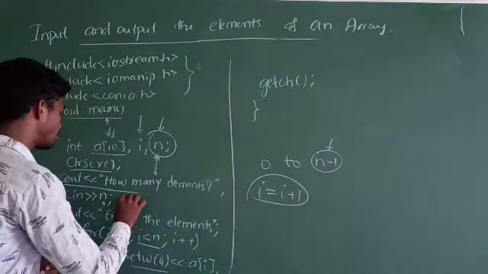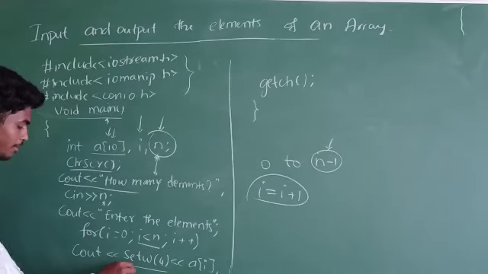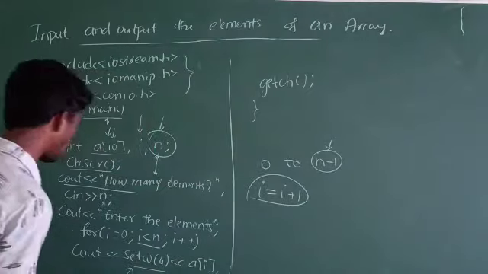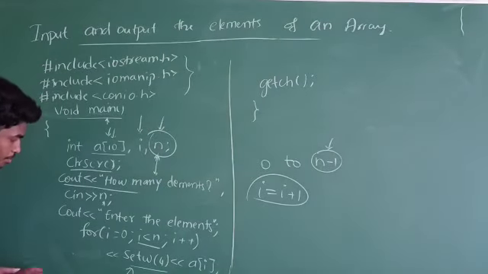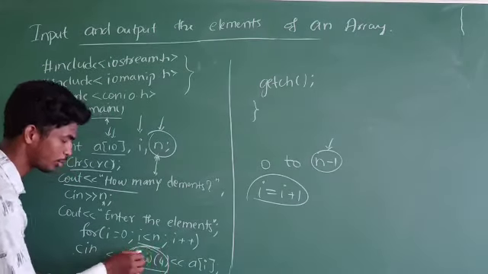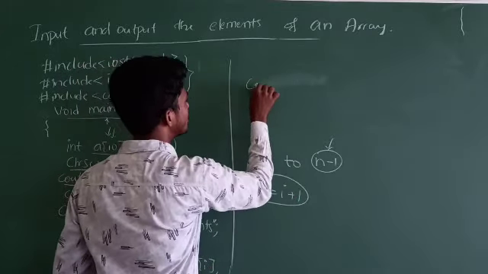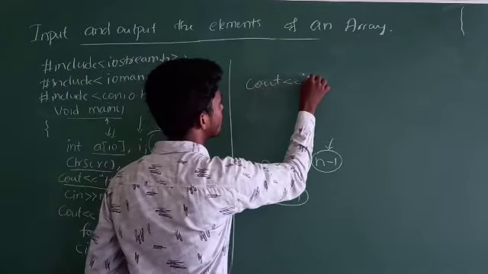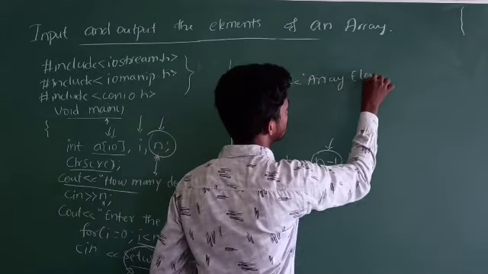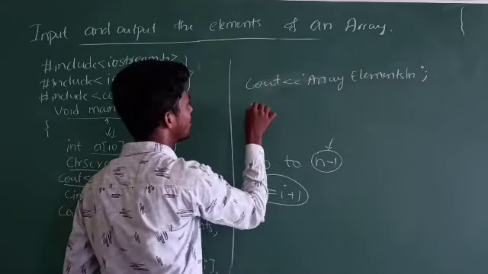Whatever input values you have given here, just before this you need to mention cin instead of cout, and for cin there is no need of setw. Before this one you need to mention cout "array elements representation", that's the output. Then cout "array elements" and \n, I will give you for the next line.